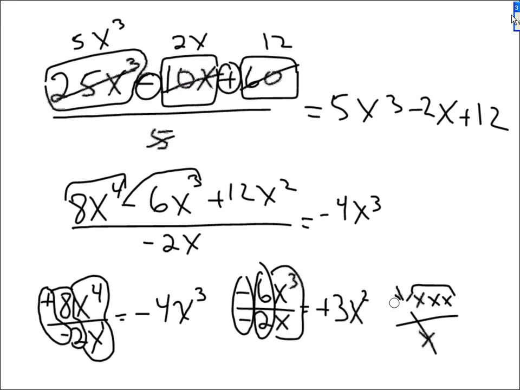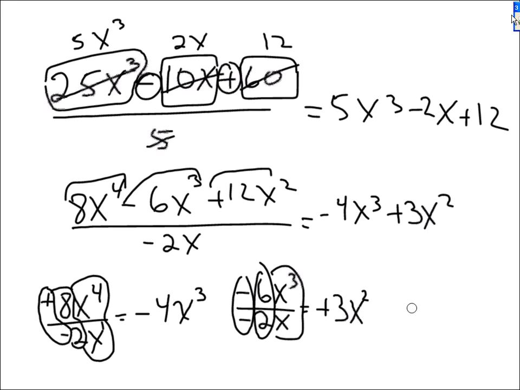You only had x cubed in the top, and you have 1x in the bottom. Well, 1x on the top gets killed off by 1x in the bottom, and all that's left is x times x, or x cubed. Excuse me, x squared. 3x squared.